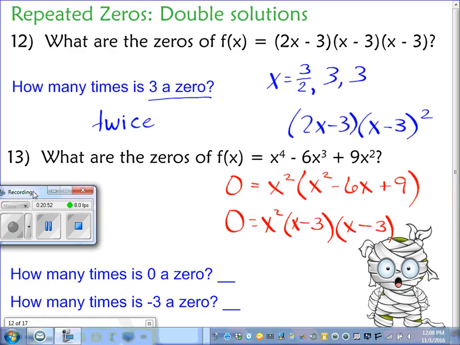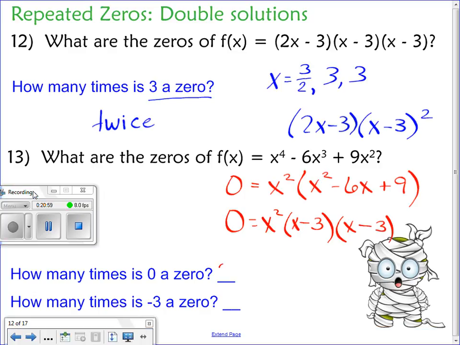So, question, how many times is 0 a 0? You like that kind of terminology? Twice, right? Because it's x squared, so that's going to show up twice. How many times is negative 3 a 0? 0 times. That's positive 3. Ah, tricked you guys. So x equals 0 twice and positive 3 twice. Look at you guys. Be careful readers there. Is this making a little more sense?